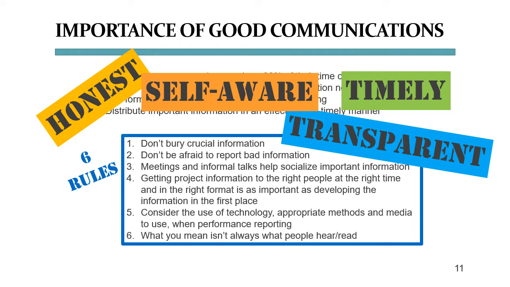Number 3, getting project information to the right people at the right time in the right format is as important as developing the information in the first place. Find out what your stakeholders' preferred mode of communication is and then go with what the majority of the people with influence and power tell you. If they want an old school email, send that email. But keep it to a few short sentences so someone else can read it comfortably on their cell phone. If they want a post on the SharePoint board, do that.